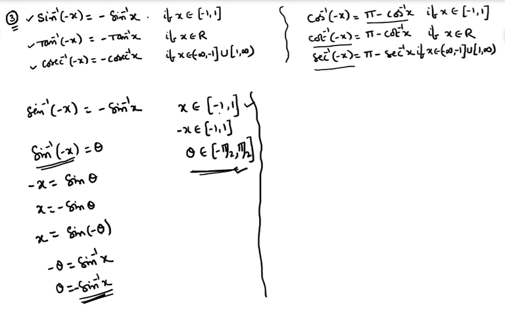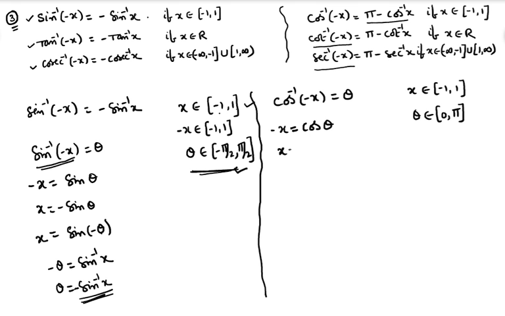The same way we are going to prove the next result also. Here I am assuming cos inverse of minus x is equal to theta. No doubt here x belongs to the closed interval minus 1 comma 1. That's why theta belongs to the closed interval 0 comma pi. Since cos inverse of minus x is equal to theta, we can write minus x is equal to cos theta. Therefore we can write x is equal to minus cos theta.